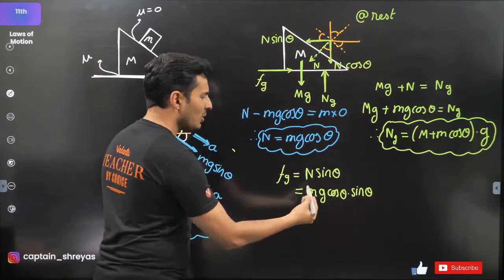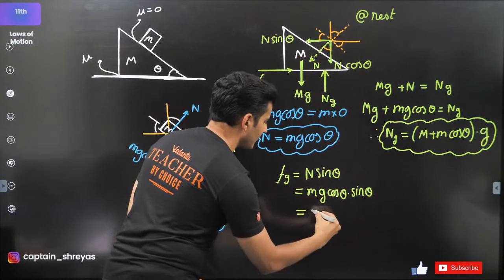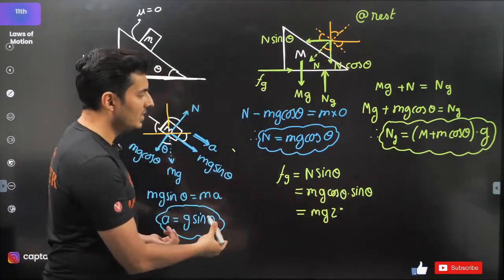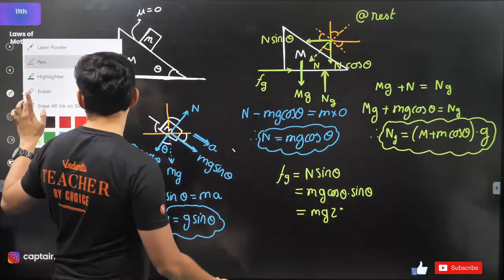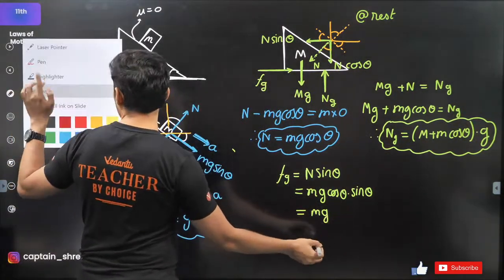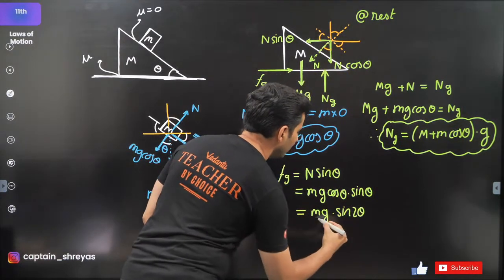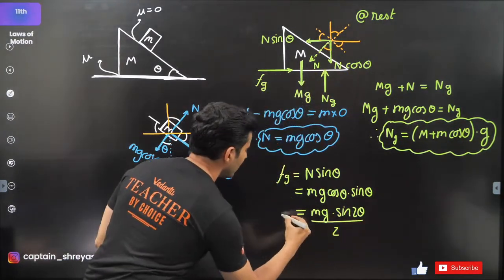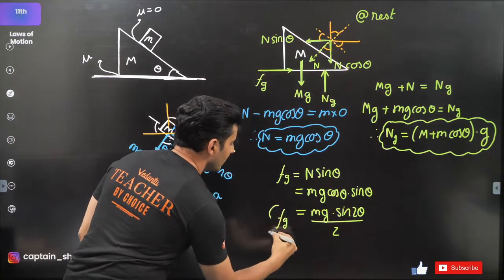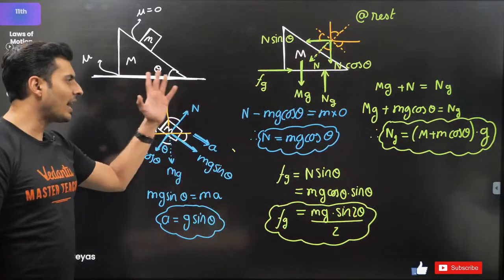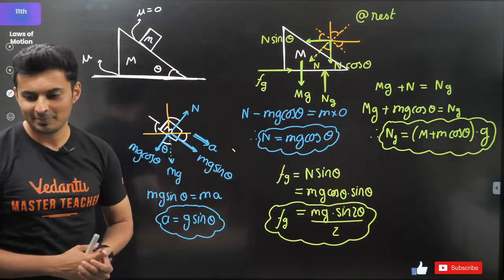If you want, you can alternatively write it as mg into 2 sine theta cos theta, which is nothing but sine 2 theta. So might as well write it as mg sine 2 theta by 2. So that will be the frictional force in the horizontal direction. That's it. So I found out everything about that problem.